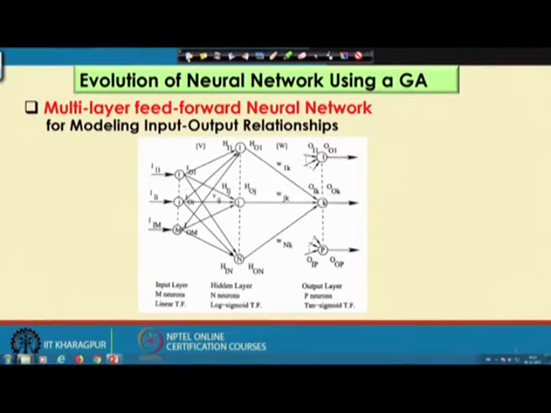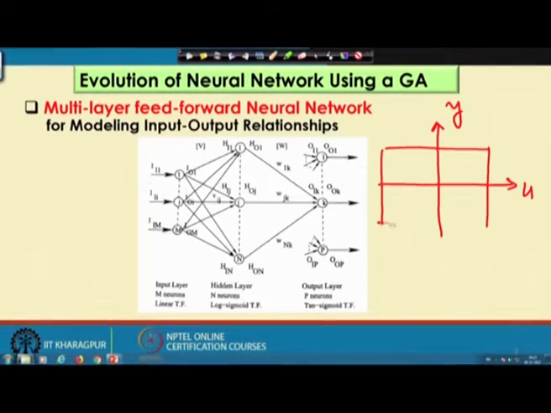Now, there are some nonlinear transfer functions which are used very frequently. I am just going to take an example of this type of nonlinear transfer function, for example the log sigmoid transfer function. Now, if I plot the log sigmoid transfer function, this is u and this is y. For u equals 0, the value of y will be 0.5.